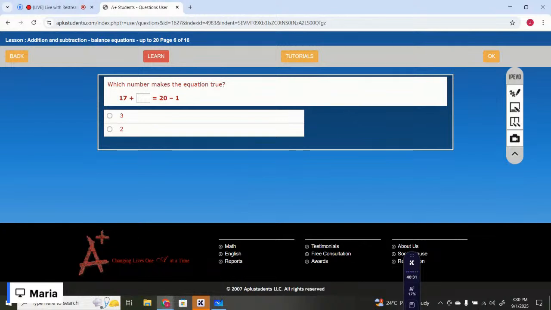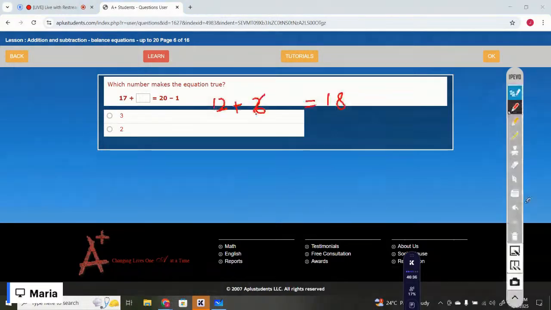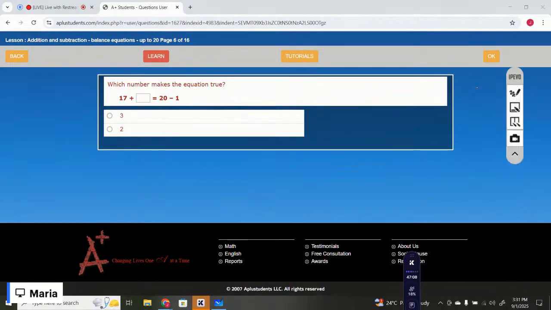Which number makes the equation true? 20 take away 1 is 19. So 17 plus what number is 19? 17 plus 2 is 19, so the missing number is 2. Option number 2 is the correct option.